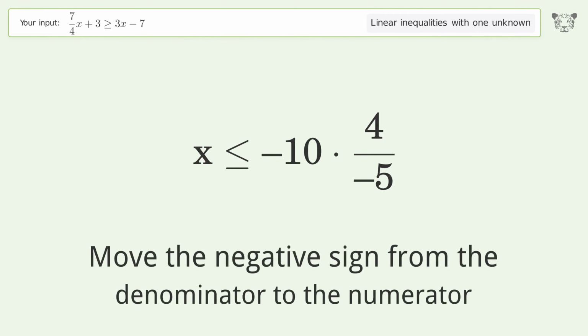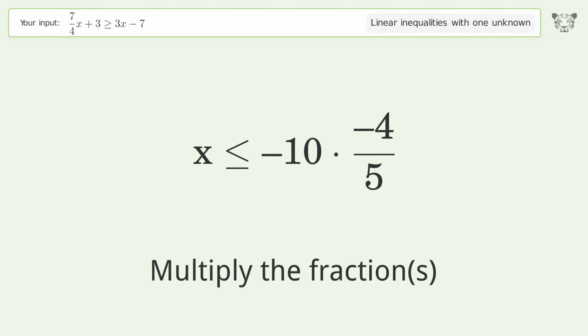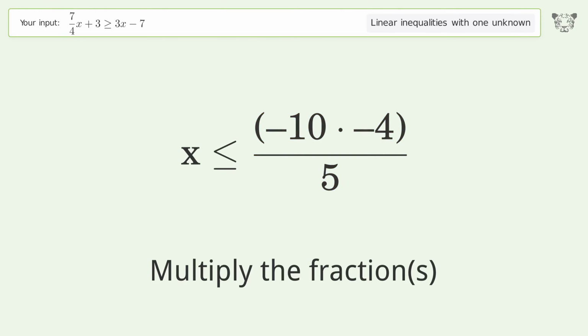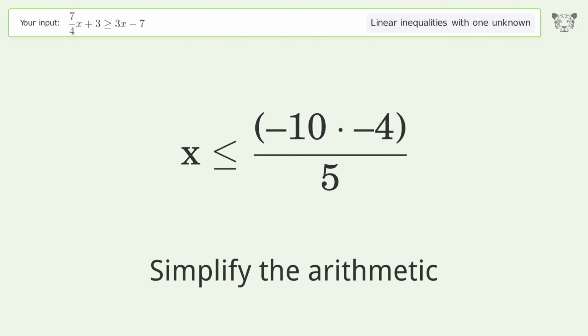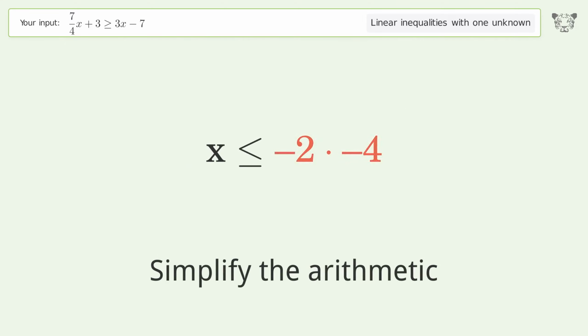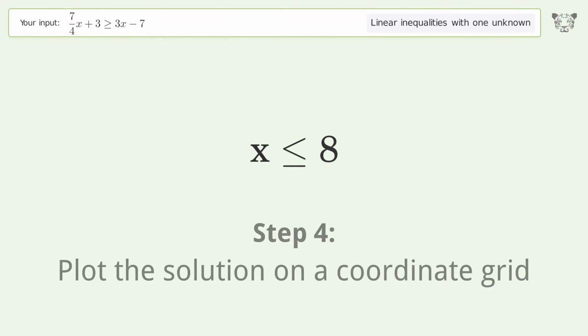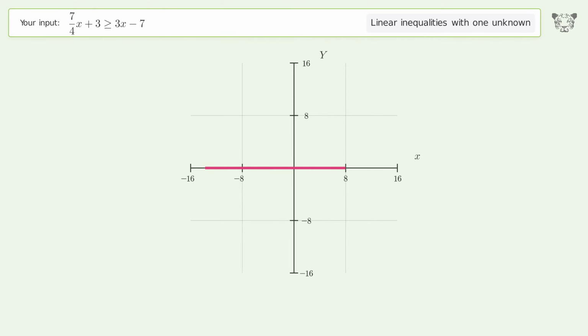Move the negative sign from the denominator to the numerator. Multiply the fractions. Simplify the arithmetic. Plot the solution on a coordinate grid. And so the final result is x equal or smaller than 8.